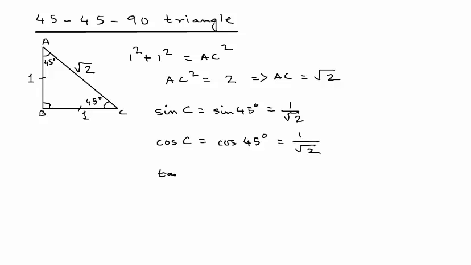And tan C is equal to tan 45 degrees, which is the opposite over the adjacent, which is 1 over 1, which is 1. So we have our values. Sine 45 degrees and cosine 45 degrees are equal to 1 over square root of 2, and tan 45 degrees is equal to 1. Our next job is to find the sine, cosine and tangent of 30 degrees and 60 degrees. And to do that, we start with an equilateral triangle.